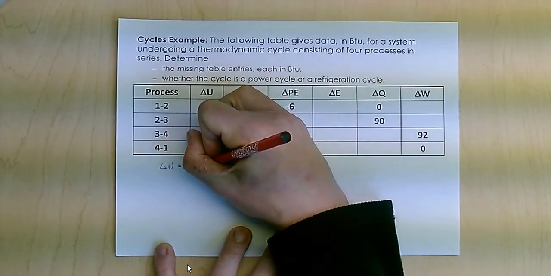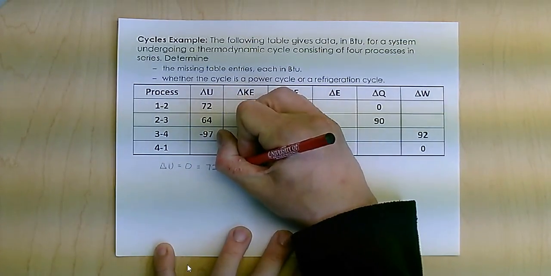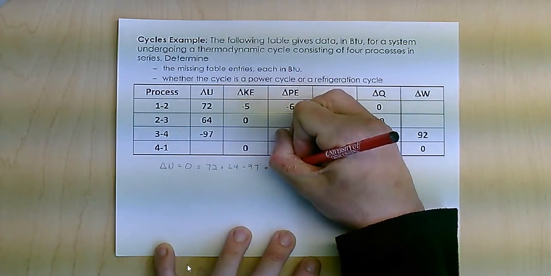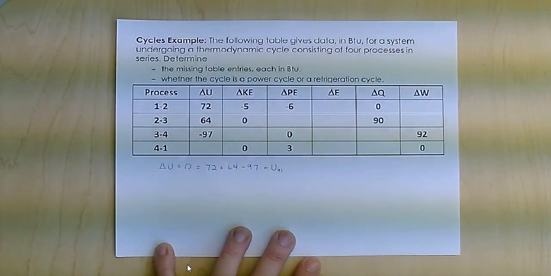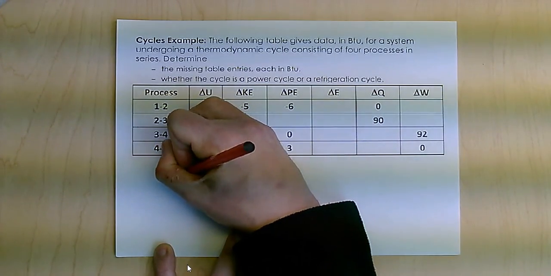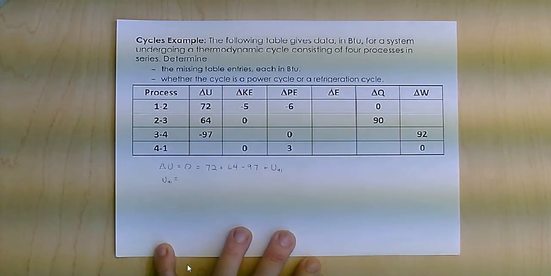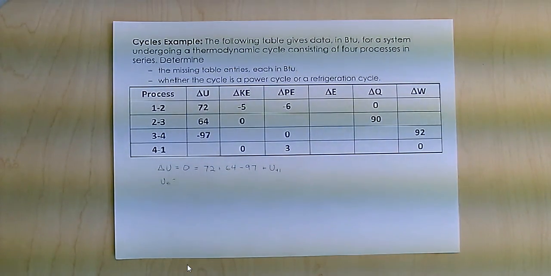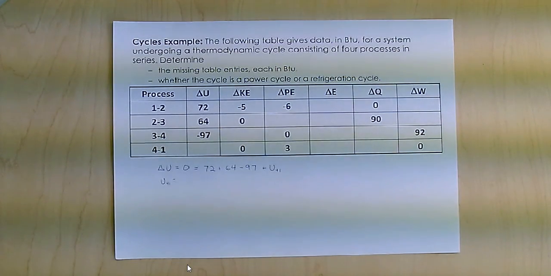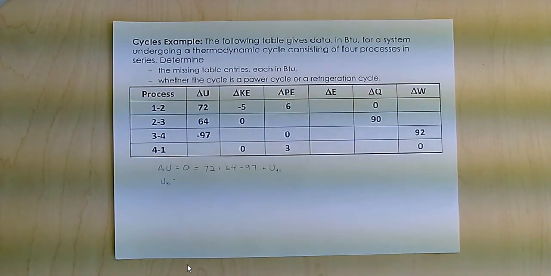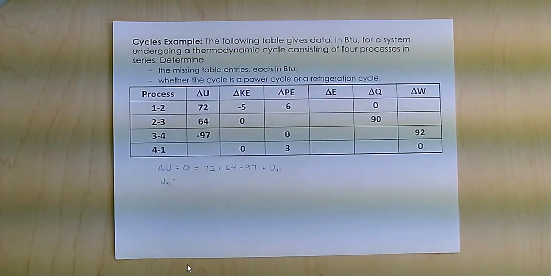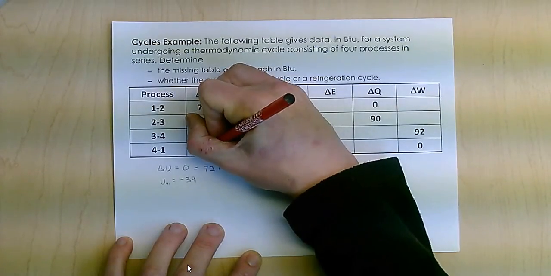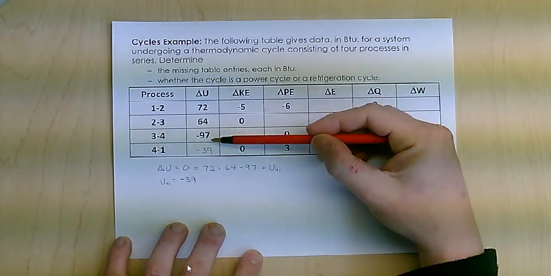Okay, so that means that I get 72 plus 64 minus 97 plus U 4 to 1 equals that 0, which means U 4 to 1 equals... well, I guess I have to figure it out. Don't have my notes here. Equals negative 39.